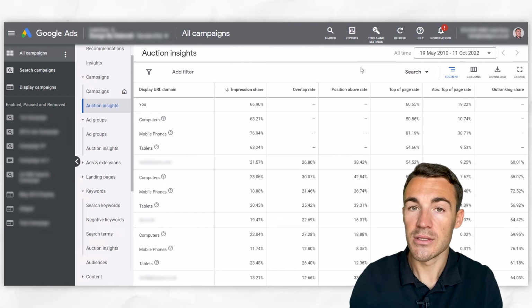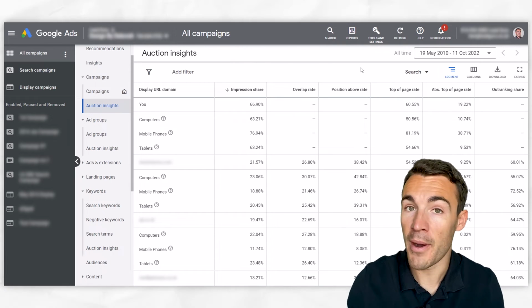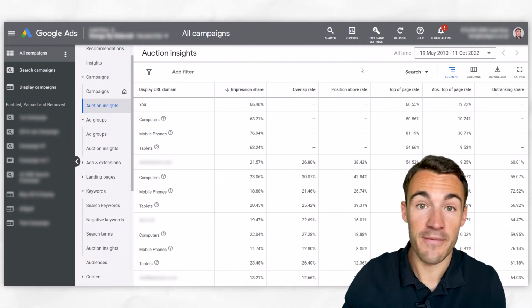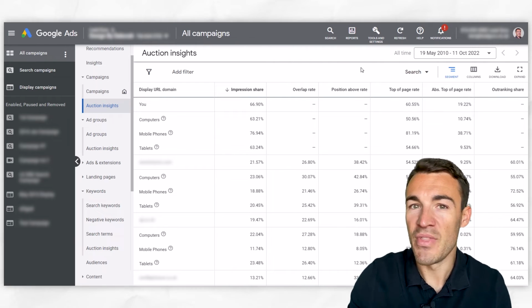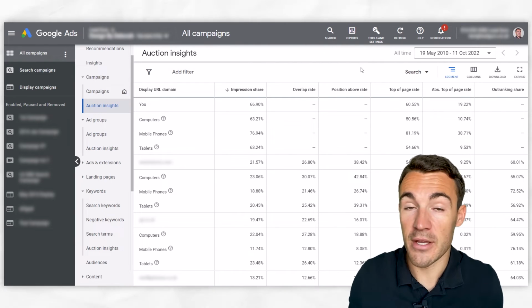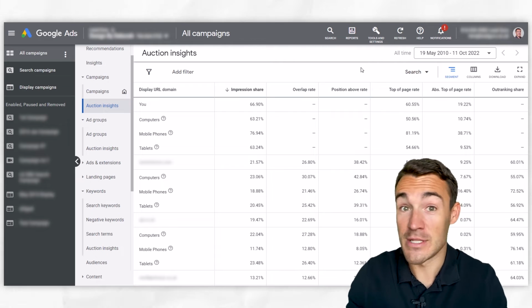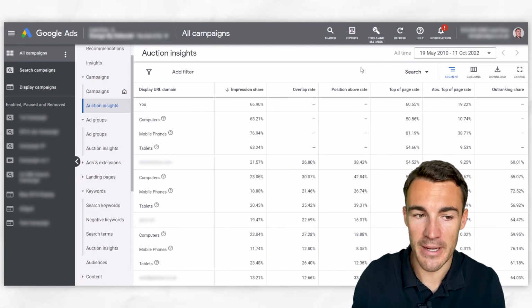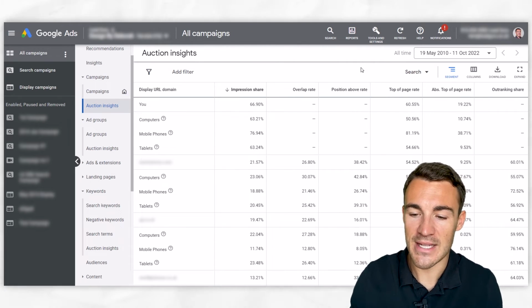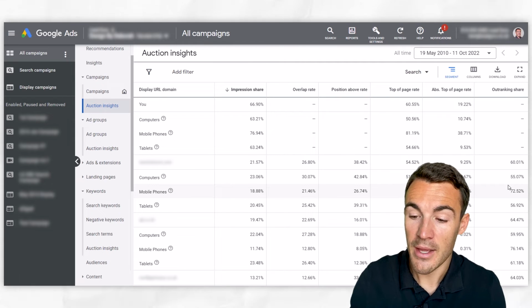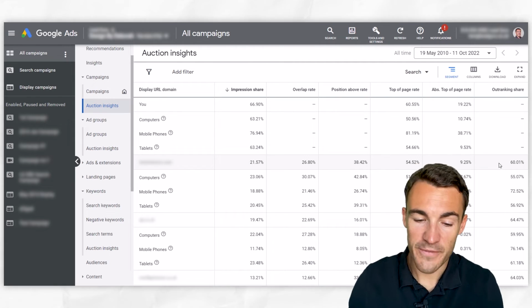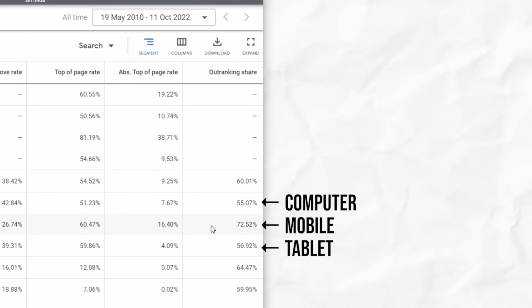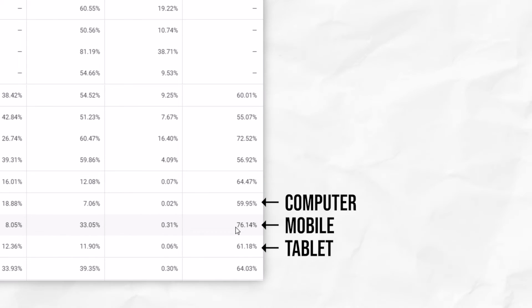Okay, other thing is device. Likewise with the day of the week, certain competitors might be really going for mobile traffic, might be really going for computer traffic, tablet traffic, and they may have worked out that mobile traffic converts a lot better, although in a lot of industries, maybe it's the opposite. Computer traffic converts a lot better. So if you see that there are big differences, let's say in your outranking share between different devices. So for example, take this competitor, we can see that we are outranking them 72.5% of the time on mobile, but only 55% of the time on computer. Now that's really interesting information. We can see a similar thing with this competitor here.